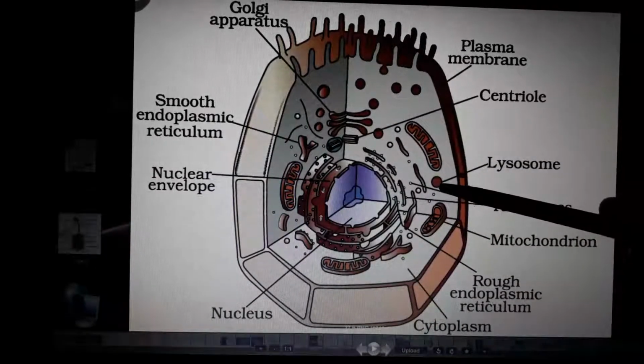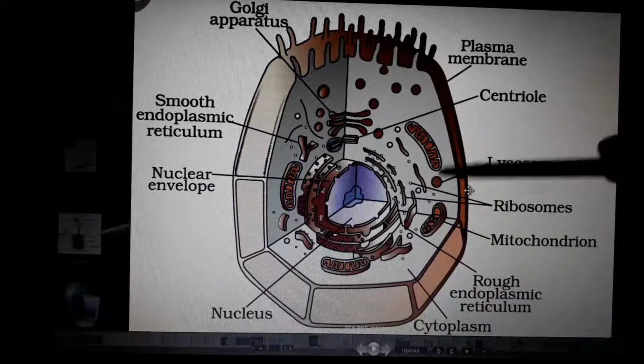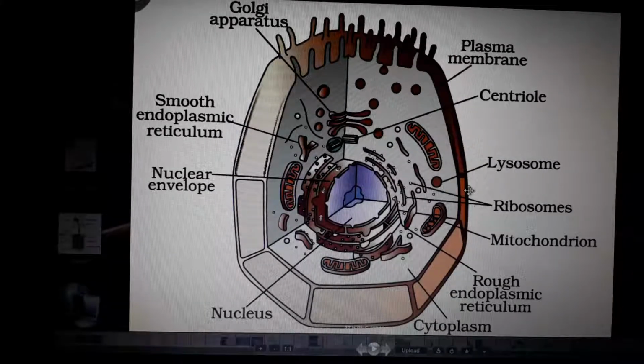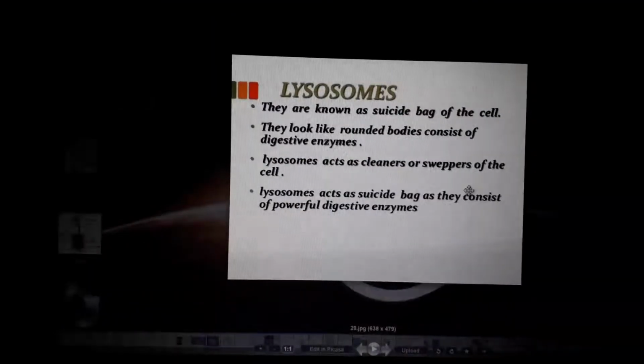So what will this lysosome do? It will go here and it will break. Some liquid comes out of this lysosome and it will dissolve this waste mitochondrion. Not only mitochondria, whatever waste materials are there inside our cell are dissolved by this lysosome. Understand? That is the function of lysosome. That's why it is known as suicide bags.